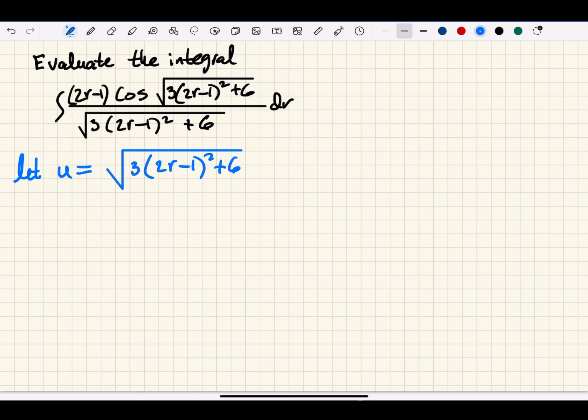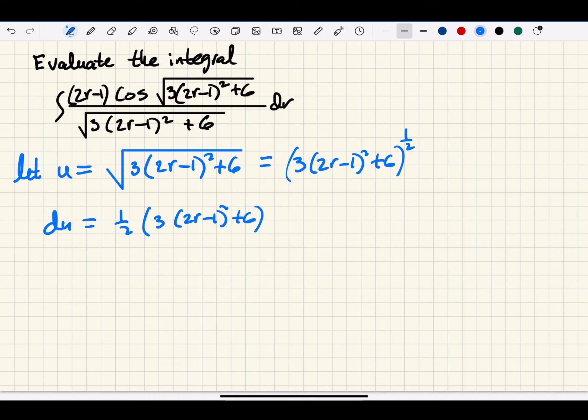And looking at this cosine function, we have an argument of 3(2r - 1)^2 + 6 raised to the 1/2 power, so I can write that radical with a rational exponent. Now, if I'm to find the derivative of this, I'll have to apply the chain rule, and then on the inside function, I'll have to apply the chain rule again. So we have 1/2 times 3(2r - 1)^2 + 6 raised to the negative 1/2.